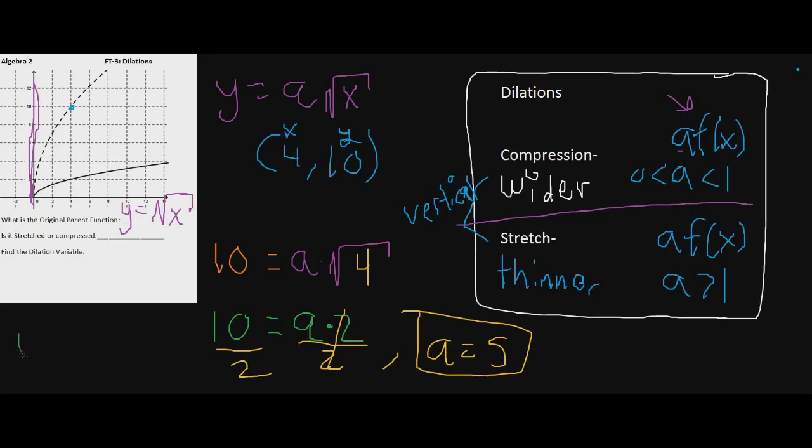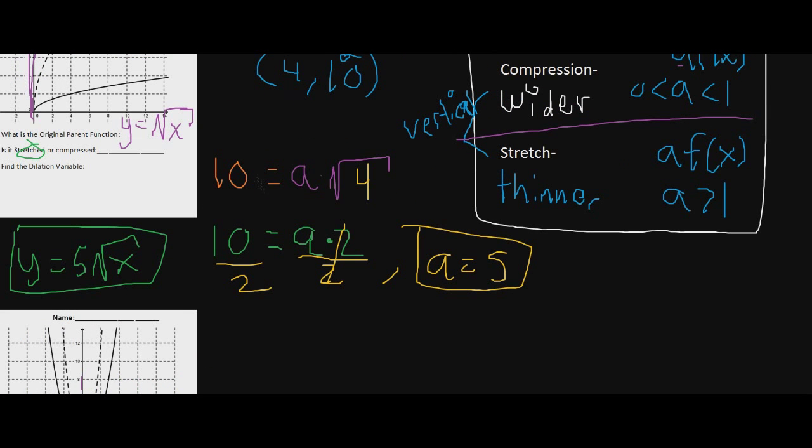So now our equation, I'll write it over here, is going to be 5 times the square root of x. And it's a number greater than 1. Right here you see it's 5. So a is 5, which is greater than 1. Therefore, we know that a stretch occurred. It was a stretch. All right? This is an example of how dilations work.